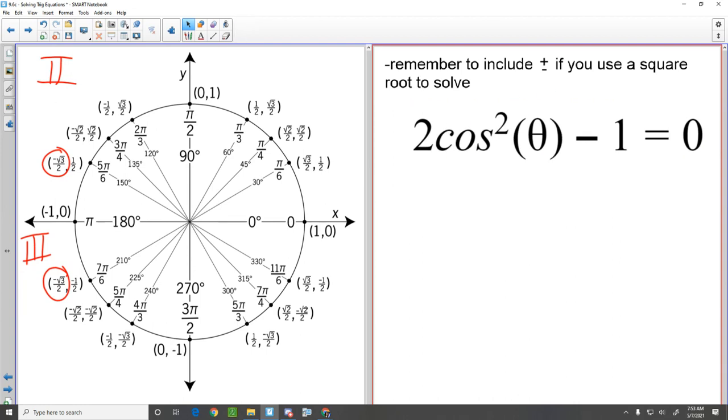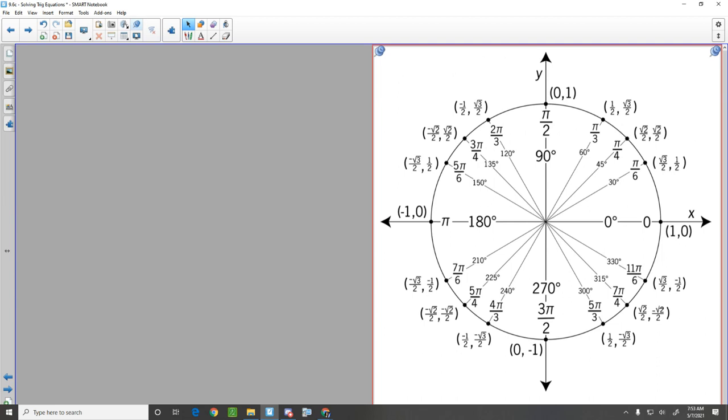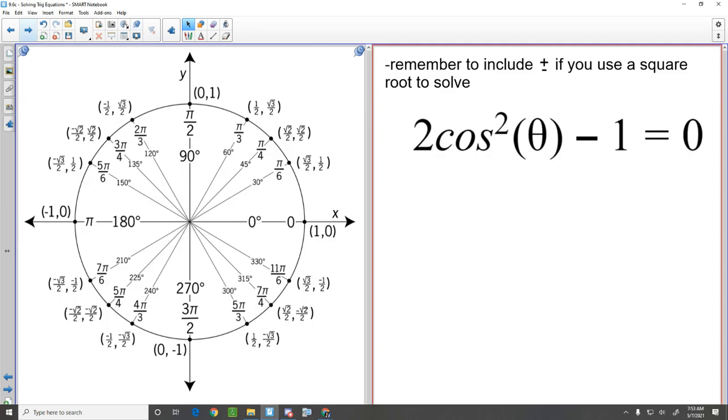Sometimes when we're solving the equation, we're going to have an exponent in there. Exponents, tricky. So let's solve this together using basic algebra. Just write this down. I'm going to walk through this one with you. It's got one little difference in it that we need to be cognizant of. So 2 times the cosine squared of theta minus 1 equals 0. Get that written down: 2 cosine squared of theta minus 1 equals 0.